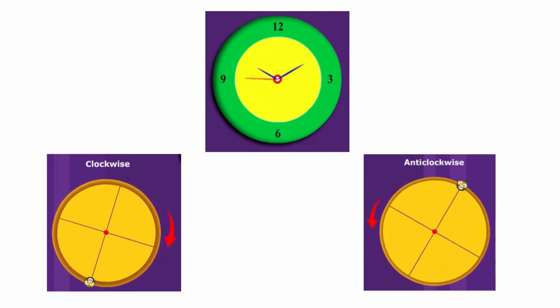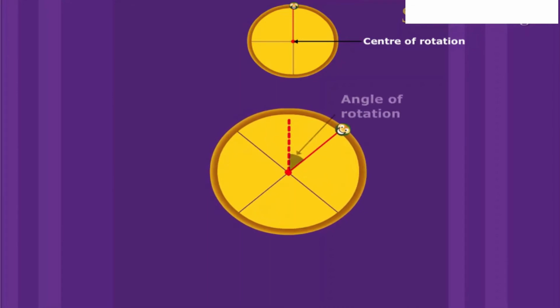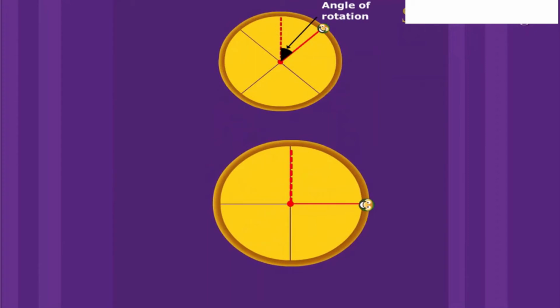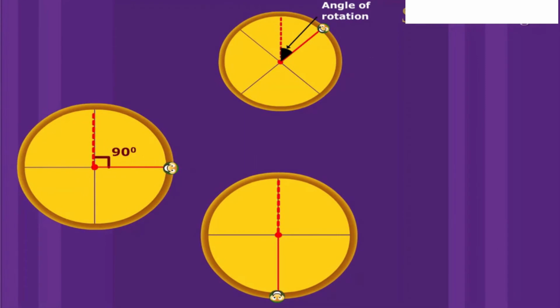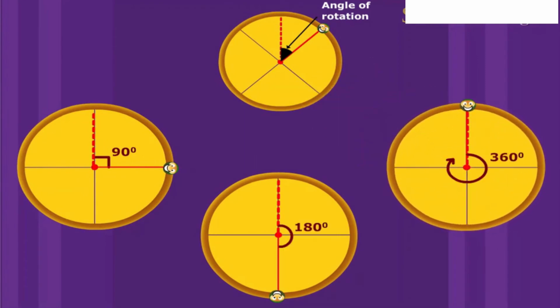Note that when an object rotates, its shape and size do not change. Here, the object rotates around a fixed point. This point is called the center of rotation. And the angle of turning during rotation is called the angle of rotation. A quarter turn means rotation of 90 degrees. Half turn means 180 degrees. While the rotation of a full turn means a rotation of 360 degrees.